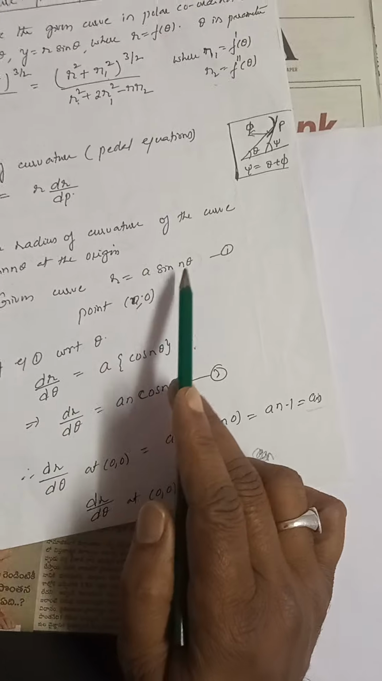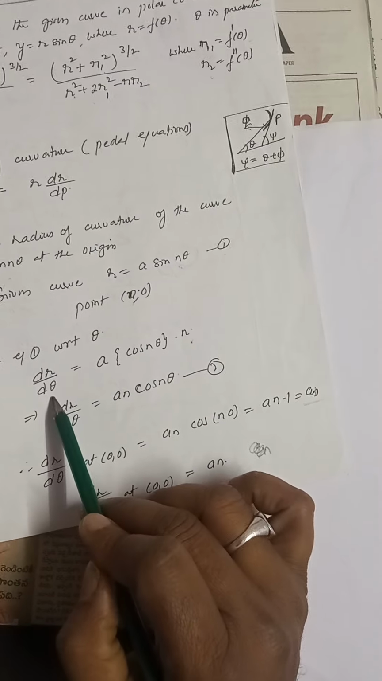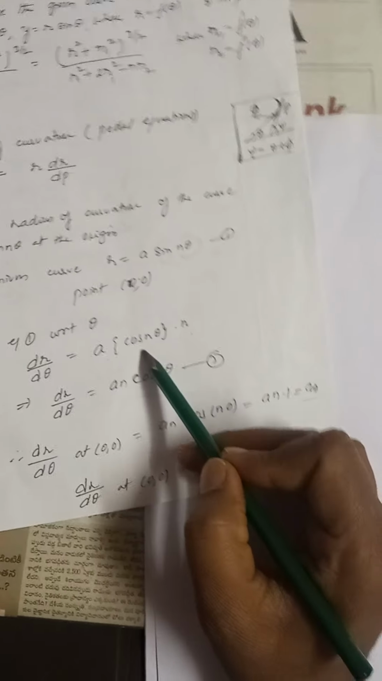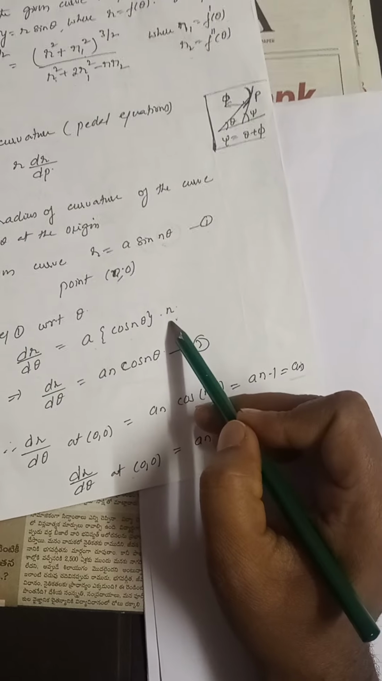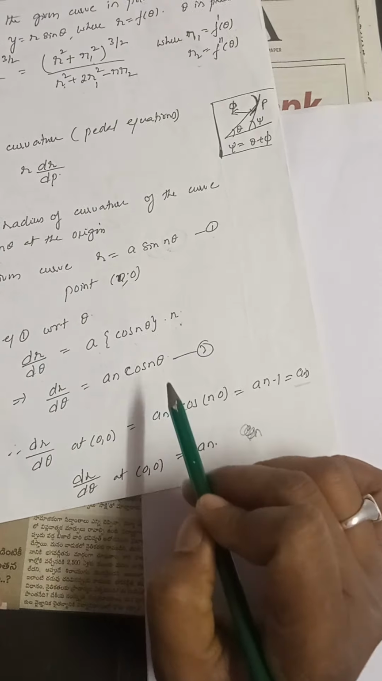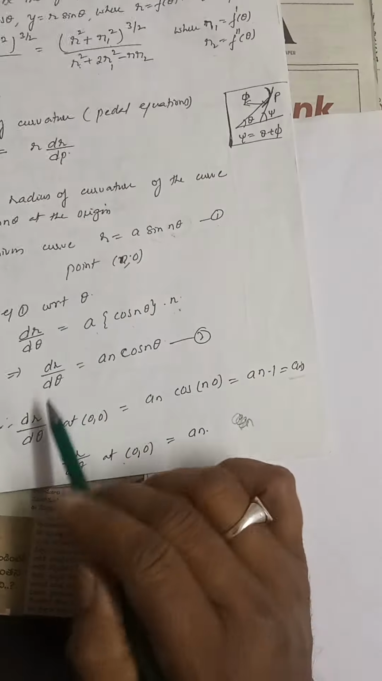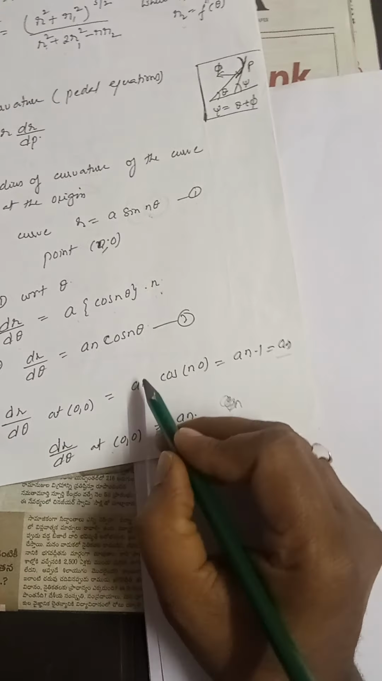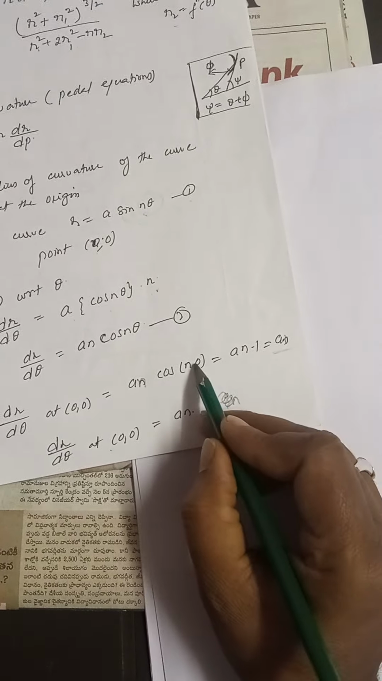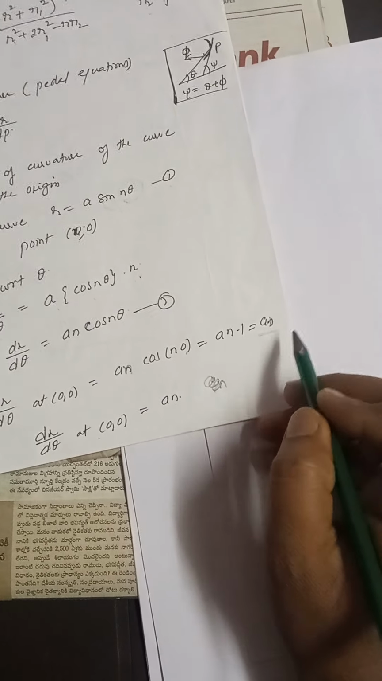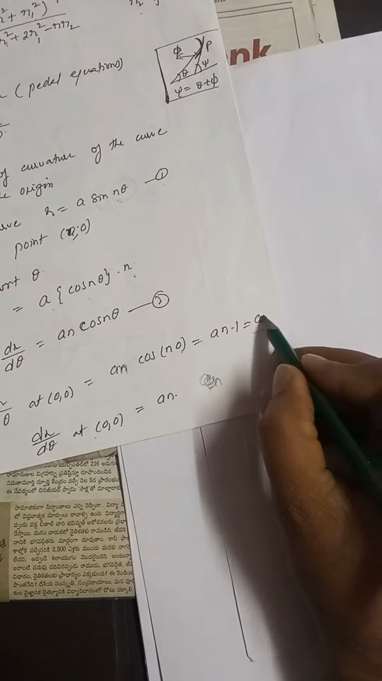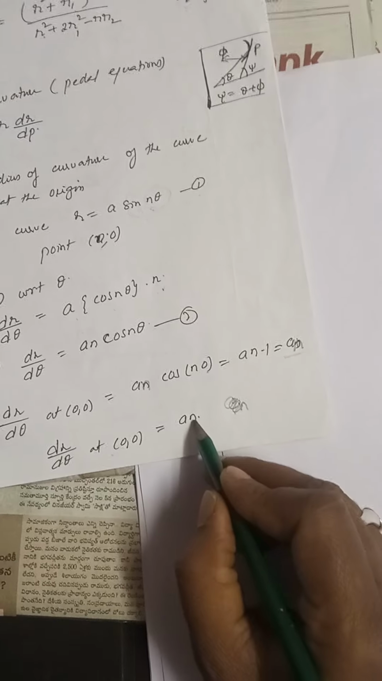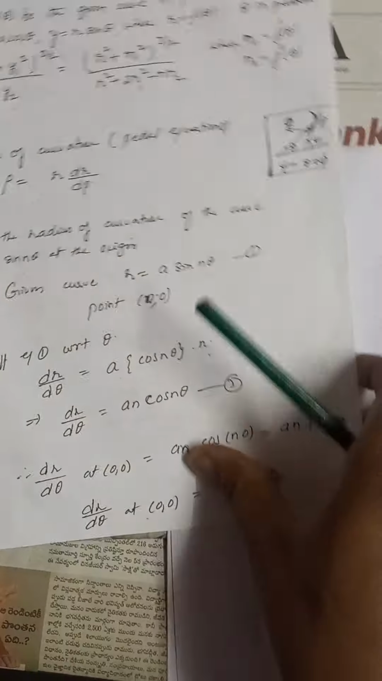Now we have to differentiate equation 1 with respect to theta. dr by d theta is equal to a into the differentiation of sin n theta, which is cos n theta into the inner function n theta differentiation, which is n. Now a n cos n theta is dr by d theta. Now we have to find dr by d theta at the point 0, 0. a n cos n into 0, cos 0 is 1, so a n into 1 is a n. dr by d theta at 0, 0 is a n. It is a into n, not a suffix n.